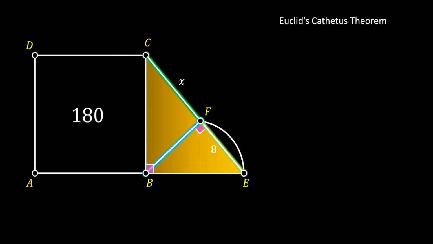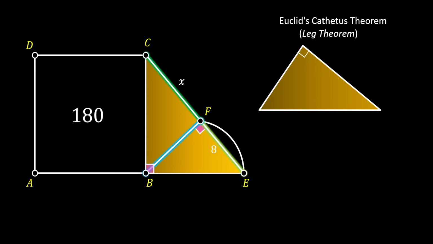We're going to use a really interesting theorem which is called Euclid's Cathetus theorem, or in some other literature you can also find it as the leg theorem. For this theorem we need a right-angled triangle, and let's label its sides as A, B, and C. Now, if we draw the height of this triangle, this height will divide the hypotenuse into 2 segments with the lengths of P and Q.